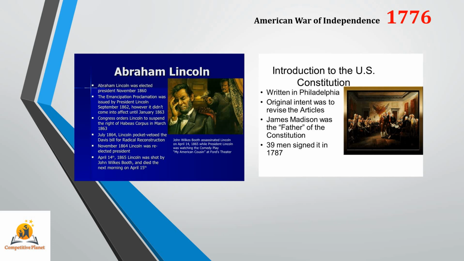And also the American Constitution is the smallest written constitution in the world. It came into existence in the year 1789. It is also the first written constitution in the world. So it is the first written constitution and the smallest written constitution, which came into existence in 1789, and the father of the American Constitution is James Madison. And that's all about the American War of Independence.